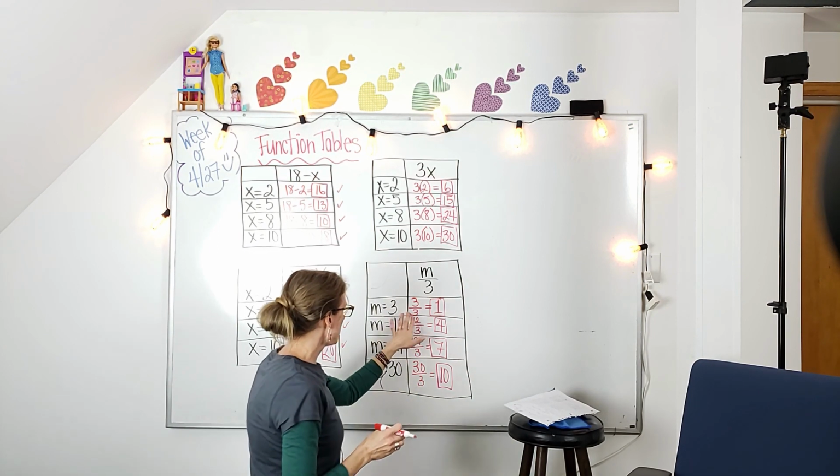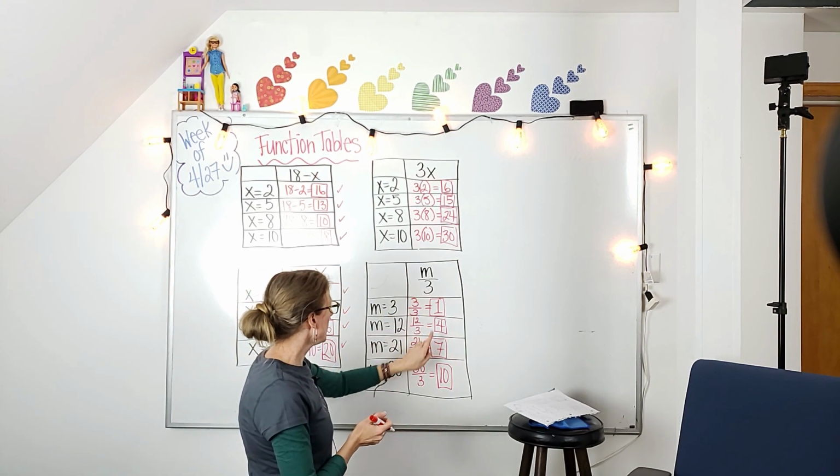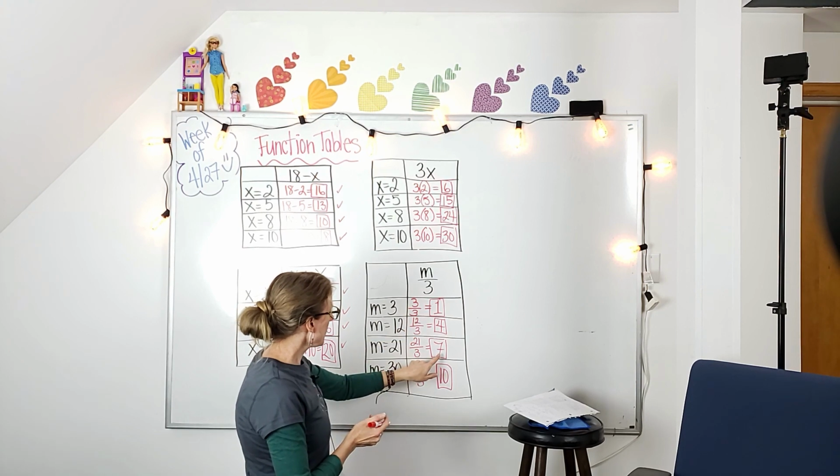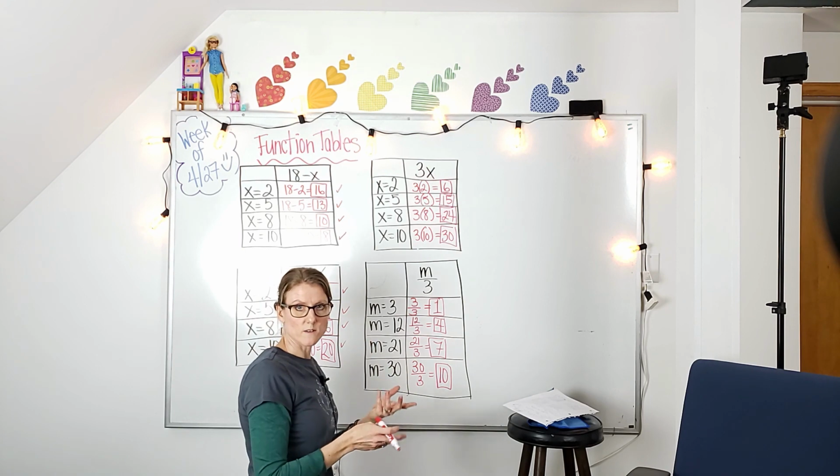And remember, to check division, you can do the opposite, do the multiplication. So 1 times 3 is 3. 4 times 3 is 12. 7 times 3 is 21. And 10 times 3 is 30. Always check yourself as much as you can.